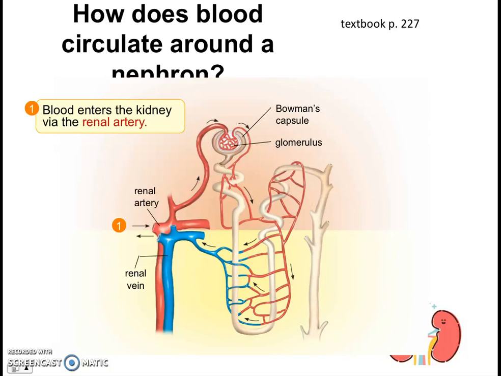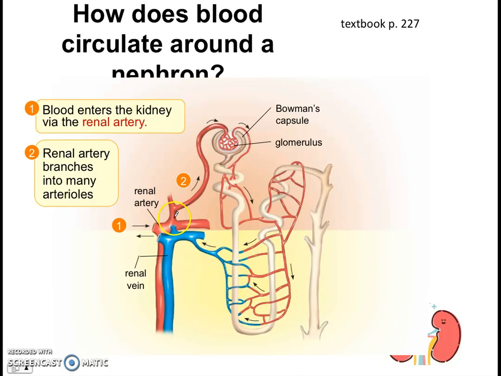Alright, so blood that is going to be filtered or cleaned enters the kidney via the renal artery. The renal artery then branches out into many smaller arterioles. An example of an arteriole is here, which is branching off from the renal artery. The arteriole carries blood to the kidney tubule, specifically to the Bowman's capsule of the kidney tubule.